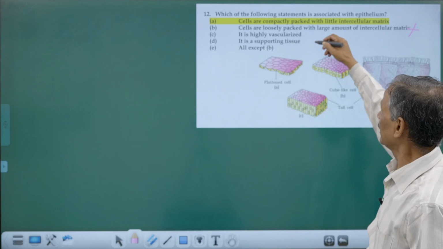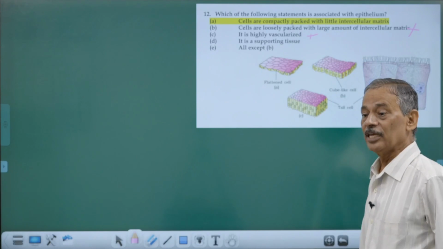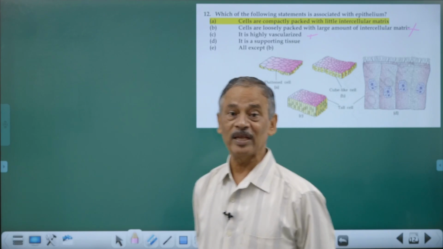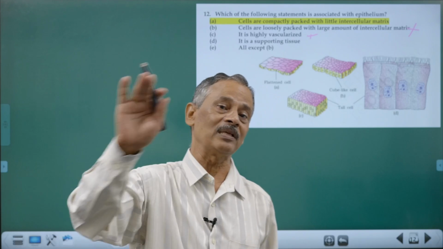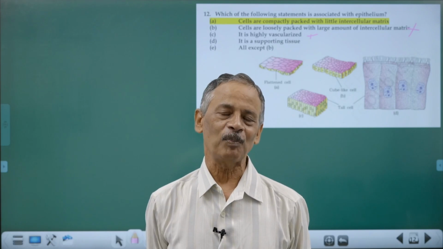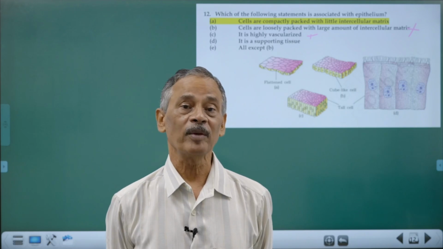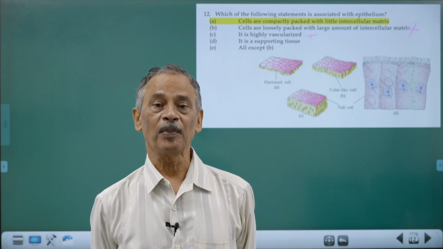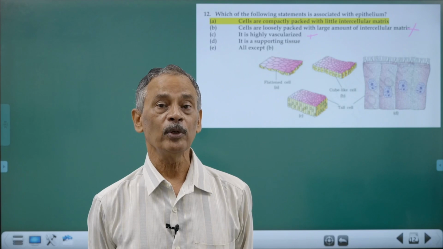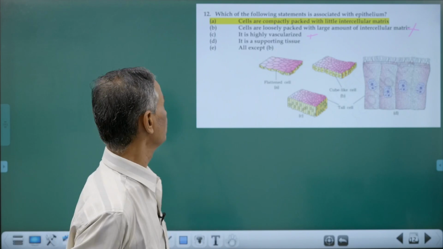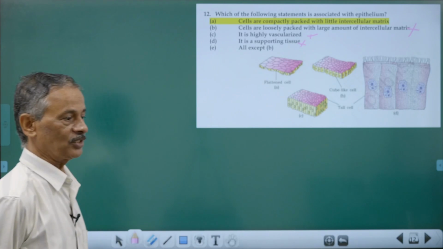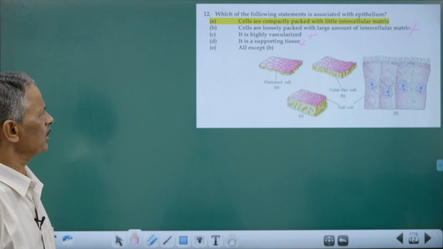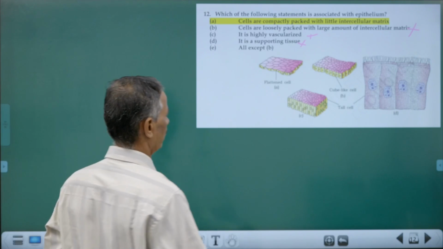It is highly vascularized? Remember, in epithelial tissue, blood supply is only for the basement membrane. No vascularization for the epithelium. Blood supply is only to the basement membrane. From the basement membrane, the cells have to absorb nutrients, oxygen, etc. It is supporting tissue? No, it is covering tissue, forming the outermost layer. So, only A and B.